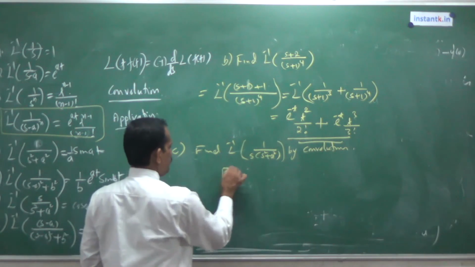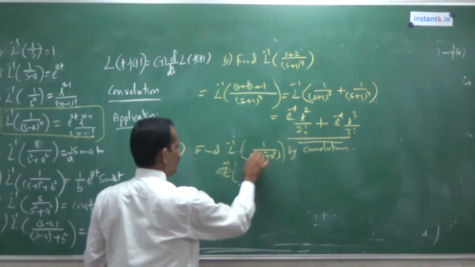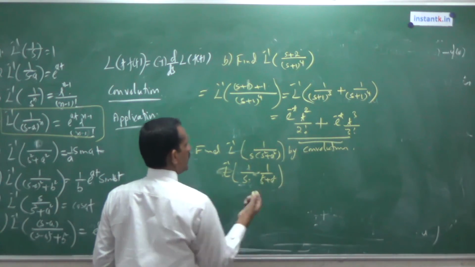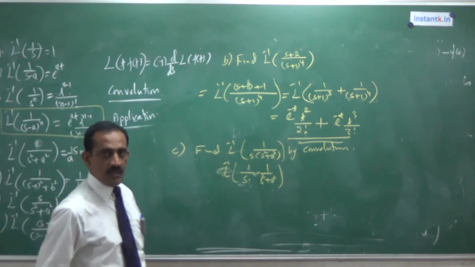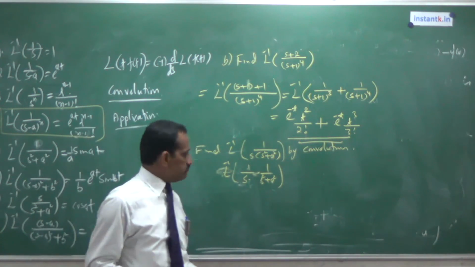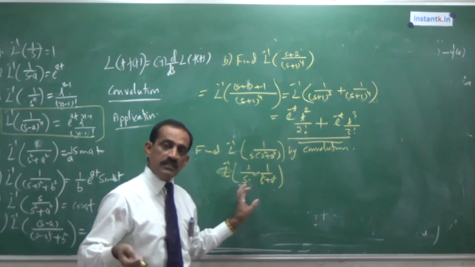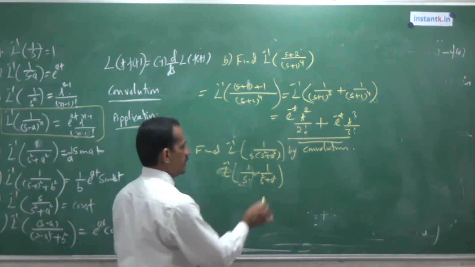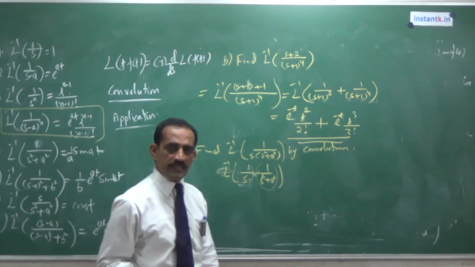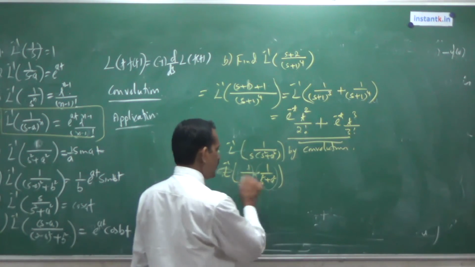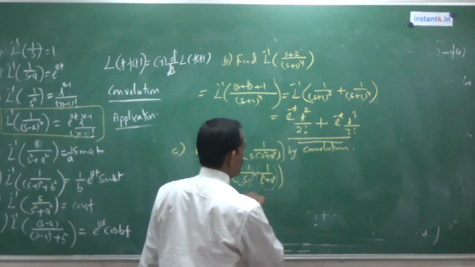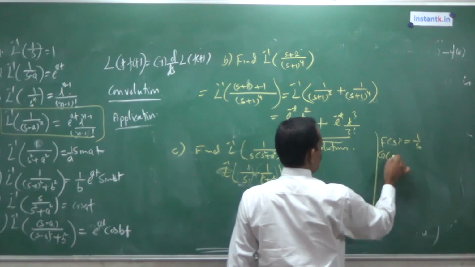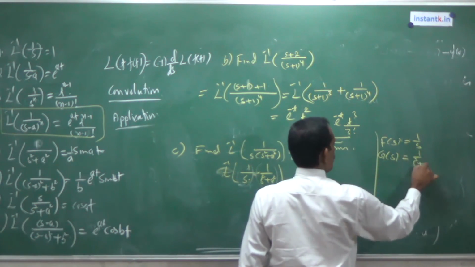So what is f of s here? This can be written as L inverse of 1 by s into 1 over s squared plus a squared. Convolution means we need two functions whose Laplace inverse must be known. Not only two functions, their Laplace transforms must be known. If you write like this, L inverse of 1 by s is known, L inverse of 1 over s squared plus a squared is also known. So f of s is 1 by s. G of s is 1 by s squared plus a squared.